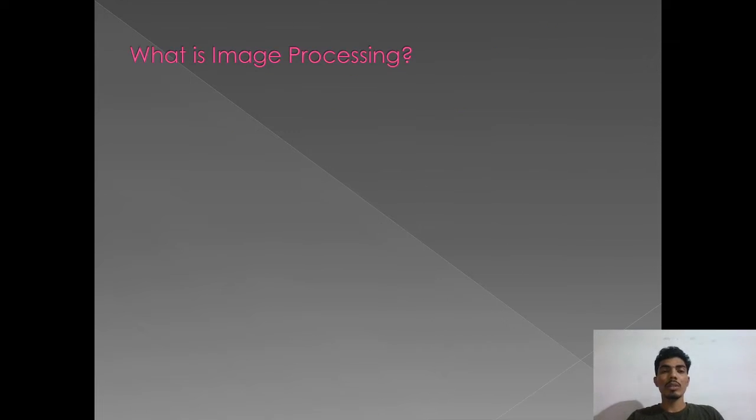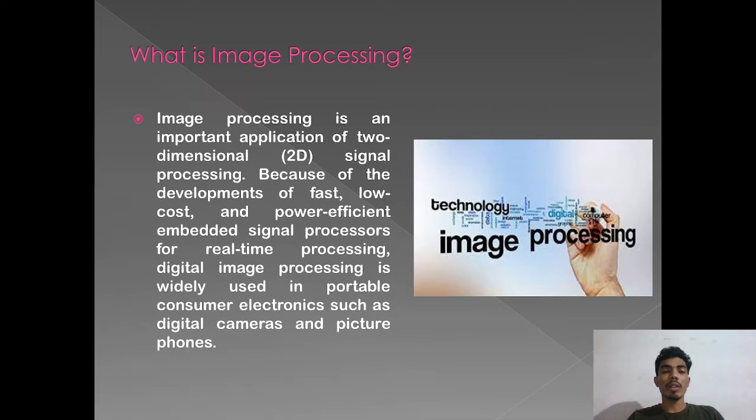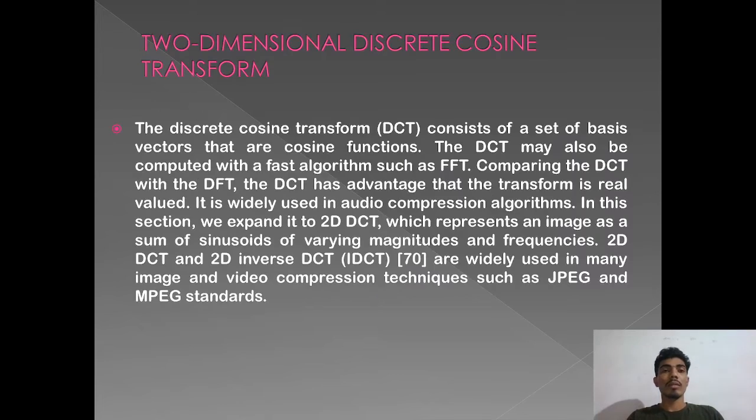So the first question is, what is image processing? Image processing is an important application of two-dimensional signal processing because of the development of fast, low-cost and power-efficient embedded signal processors for real-time processing. Digital image processing is widely used in portable consumer electronics such as digital cameras and picture phones.